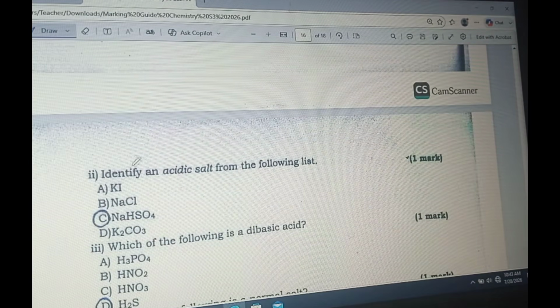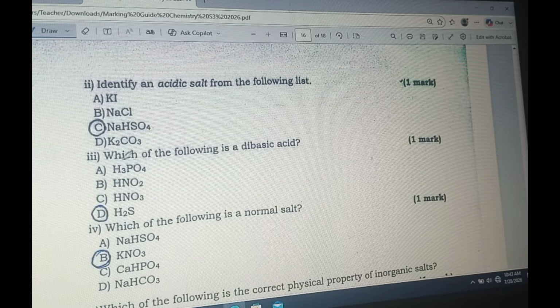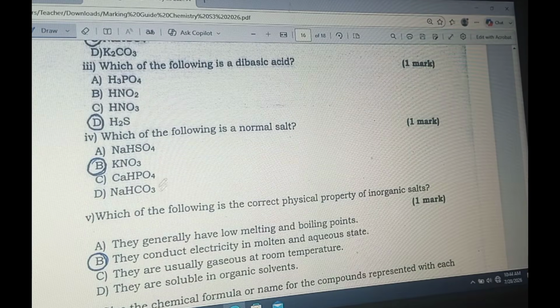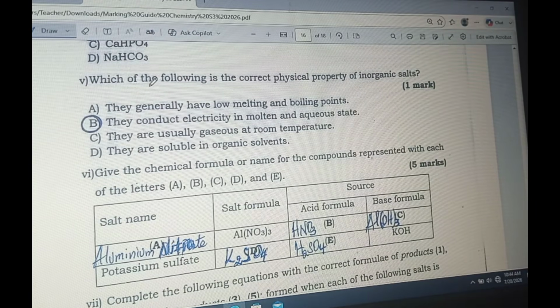II. Identify an acid salt from the following list. This is C, sodium hydrogen sulfate. III. Which of the following is a dibasic acid? This is hydrogen sulfate. IV. Which of the following is a normal salt? This is B, potassium nitrate. V. Which of the following is a correct physical property of inorganic salts? This is B. They conduct electricity in molten and aqueous states.